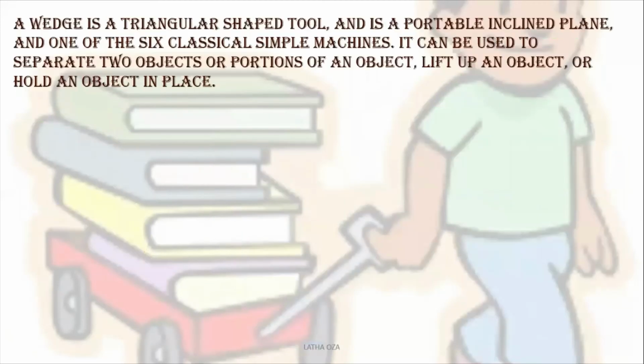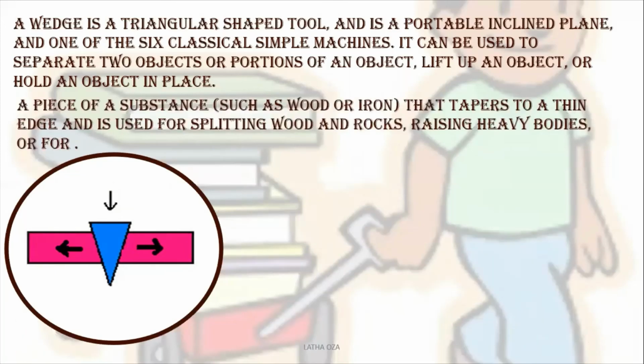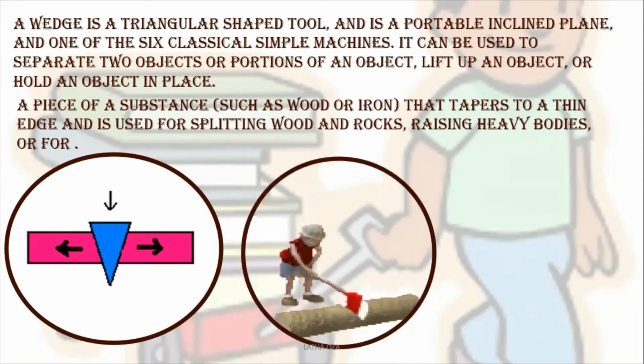A wedge is a triangular shaped tool and is a portable inclined plane. A wedge has a long triangular shape with one broad or blunt end and one sharp end. The sharp end is used to cut or slice an object. A wedge may also be formed when two inclined planes are joined together. The head of an axe or the blade of a knife are examples of wedges.